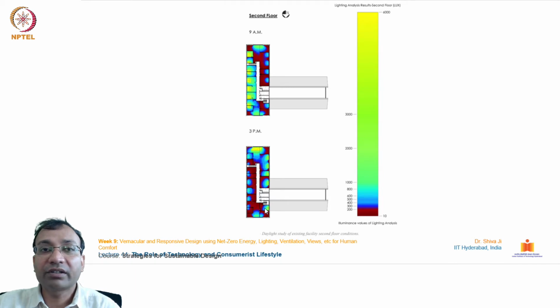Because to actually understand how our building, how our design is going to behave once it is executed, we can have a real-time look at how it's going to perform through the help of these simulation methods. So we can take help of such simulation software.